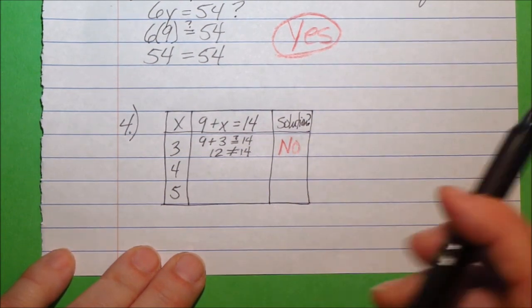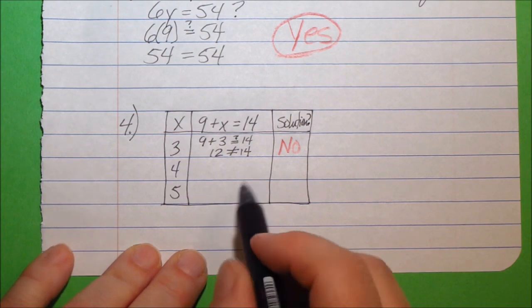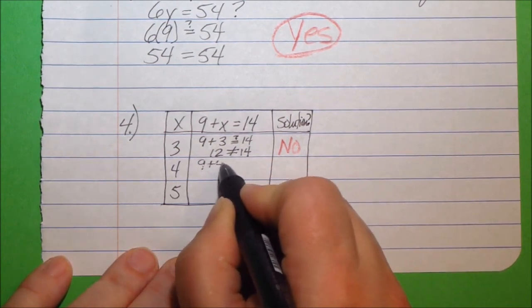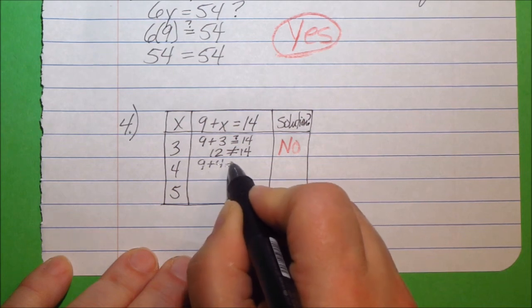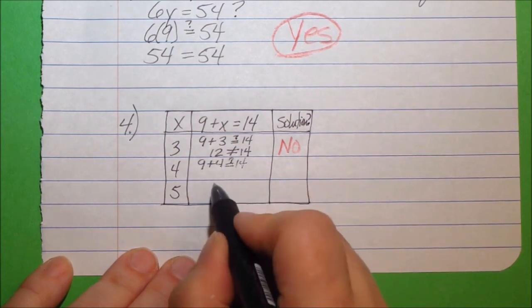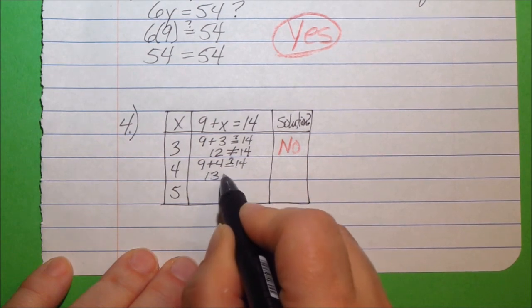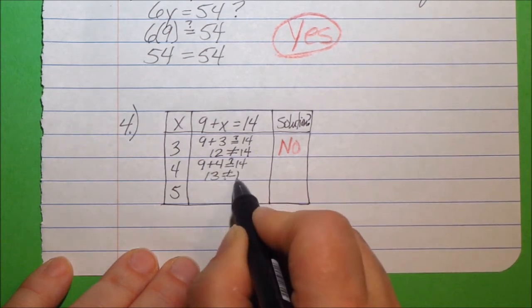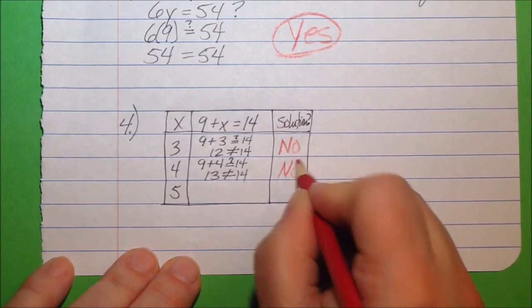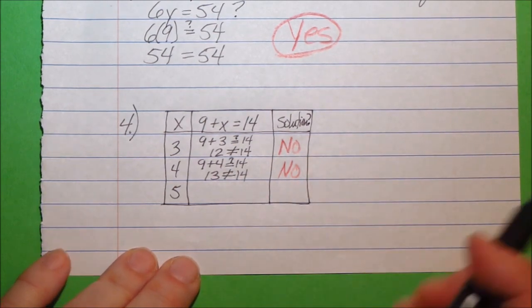All right? So we'll try it on the next one. We have 9 plus 4. Is it equal to 14? 9 plus 4 is 13. That is not equal to 14. So 4 is not a solution to 9 plus x equals 14.